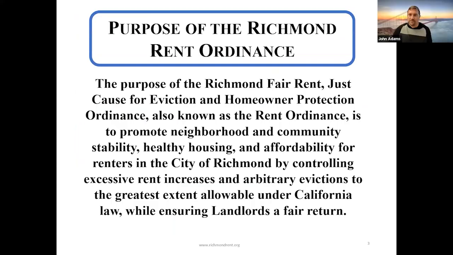So the first topic I always like to cover is what is the purpose of the Richmond Rent Ordinance? The Richmond Rent Ordinance is officially known as the Richmond Fair Rent, Just Cause for Eviction and Homeowner Protection Act. We often refer to it as the Richmond Rent Ordinance or just the ordinance.